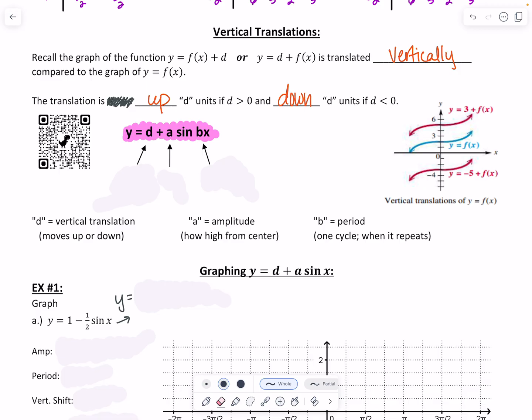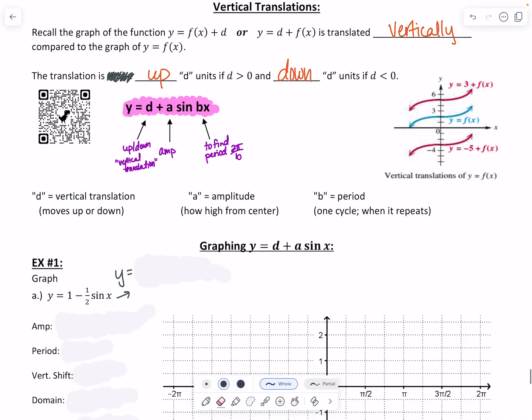I can pick out the a, the number in front of sine, as my amplitude. I can pick out the b, the number in front of x, which will help me find my period. For sine and cosine, it's going to be 2 pi divided by whatever that b number is. And now, if I have a number added or subtracted to the front or the back, I know this is going to shift my graph up or down. This is my vertical translation, right?